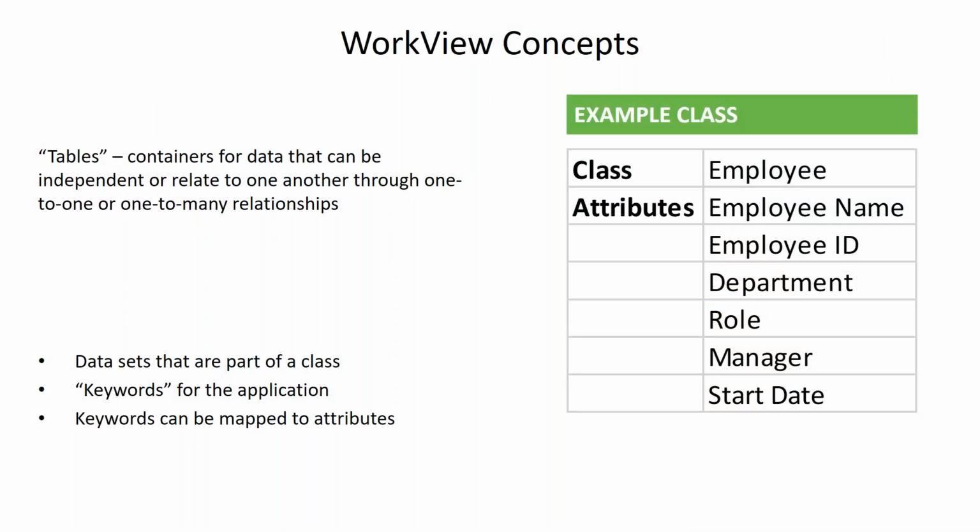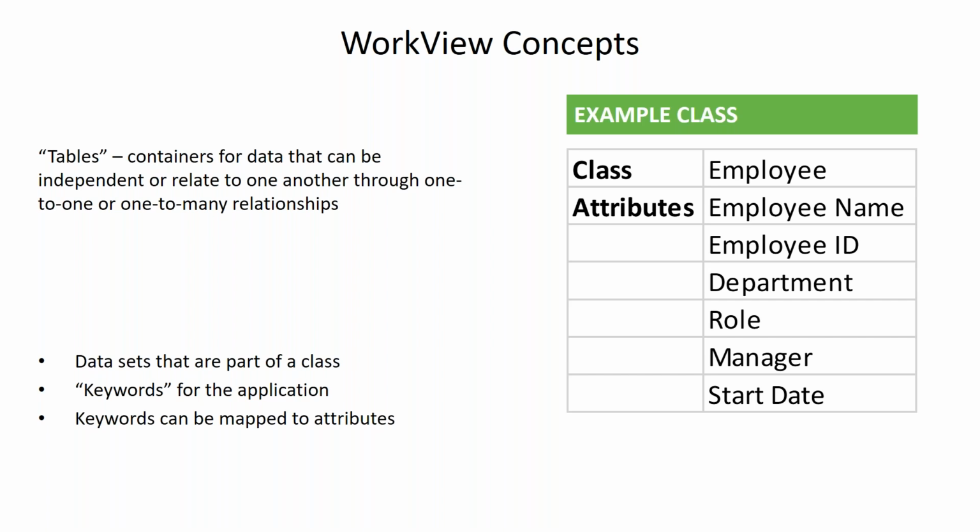So, some more WorkView concepts. Within WorkView, we have the concept of attributes and classes. Classes are more or less the tables or the containers of data. Those can be independent, or they can relate to one another. There are 4 different class types within WorkView, and we'll show those when we get into the actual demonstration portion here.